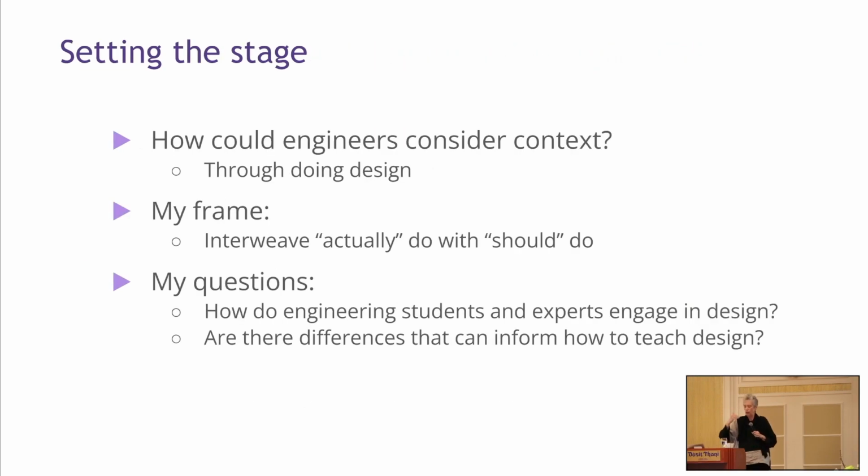I was trying to figure out how engineers could consider context. Bill Wolfe tells us engineering is through design. So I want to figure out how to help students think about context through the concept of doing design, with my frame interweaving how people actually do design so we can compare that with how we tell people they should do design. So my questions became, how do engineering students and experts engage in design, and are there differences that can inform how to actually teach design?